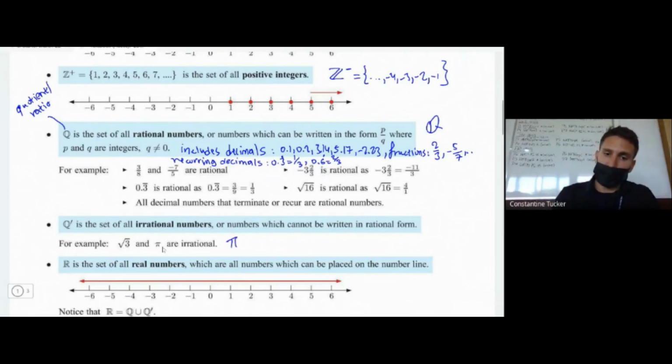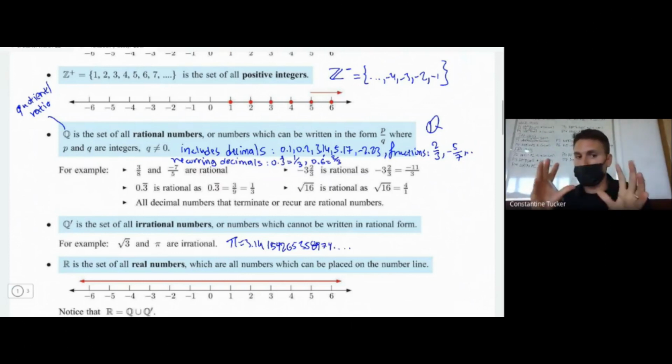Pi is also the same. Pi is 3.141592653589, etc. It just carries on forever, okay? It just never ends. And you can't write it down as a fraction. So it's irrational. Okay? And then the final set we're going to look at is the set of real numbers.